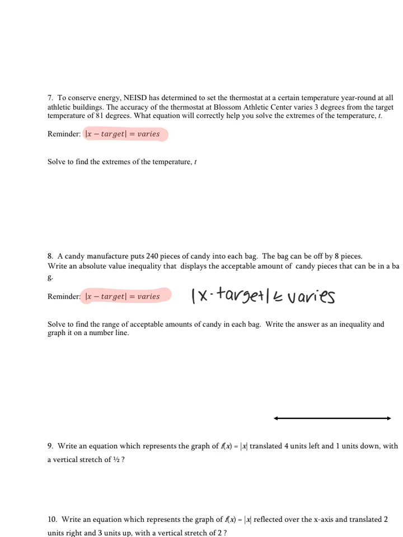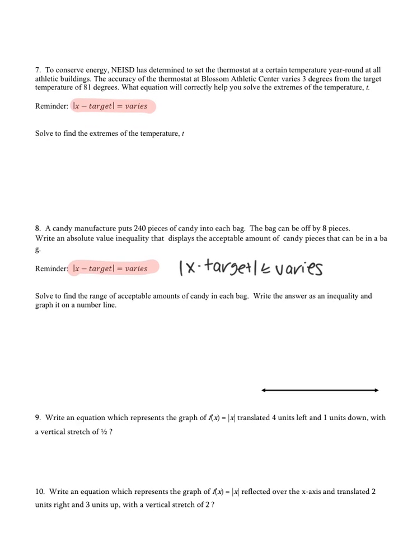So for number 7, to conserve energy, Northeast ISD has determined to set the thermostat at a certain temperature year-round at all athletic buildings. The accuracy of the thermostat, so the tool that's measuring the temperature, varies 3 degrees. So that right there has given me a piece of information that my varies is 3 degrees from the target temperature of 81 degrees. So that gave me my target.